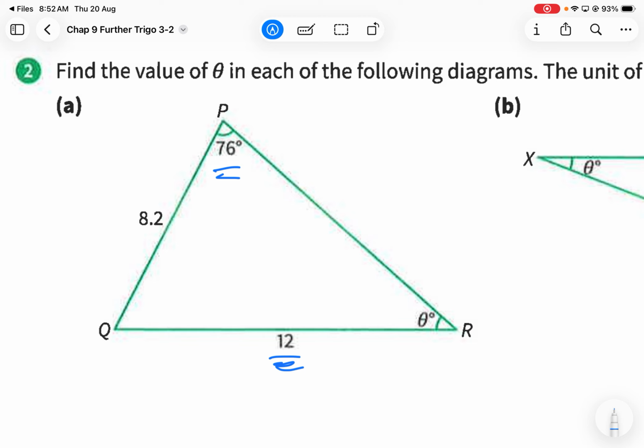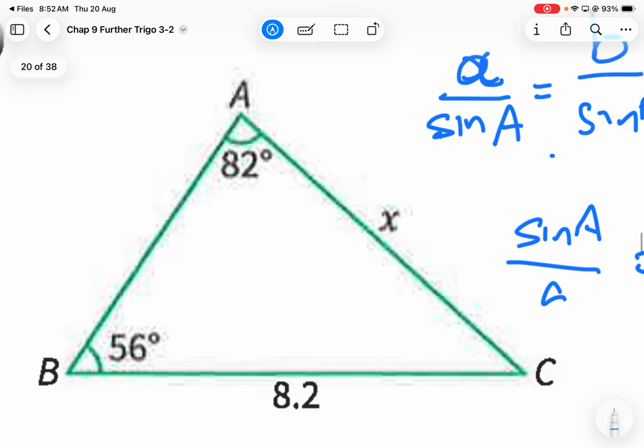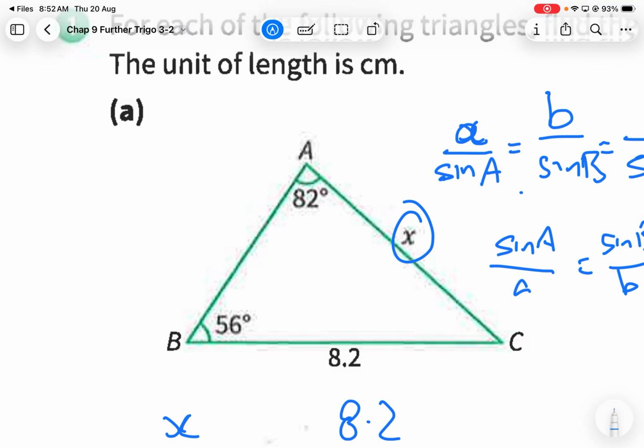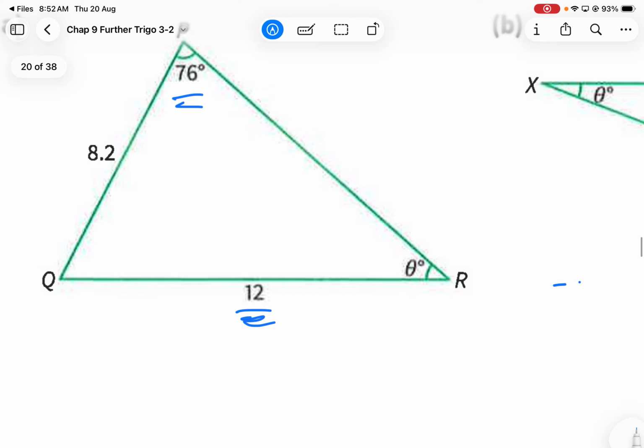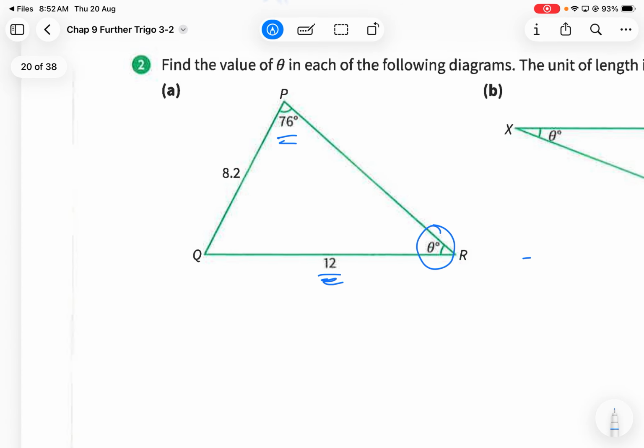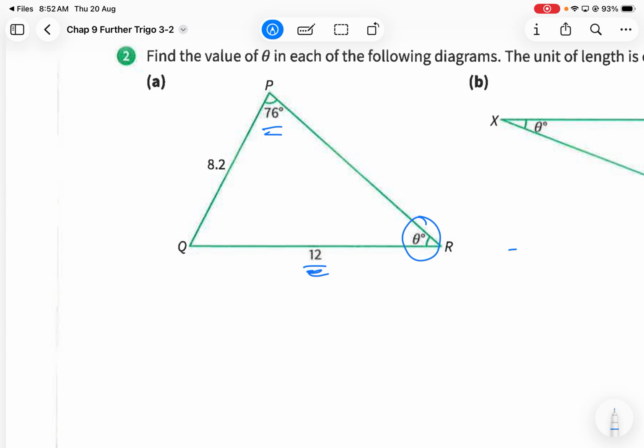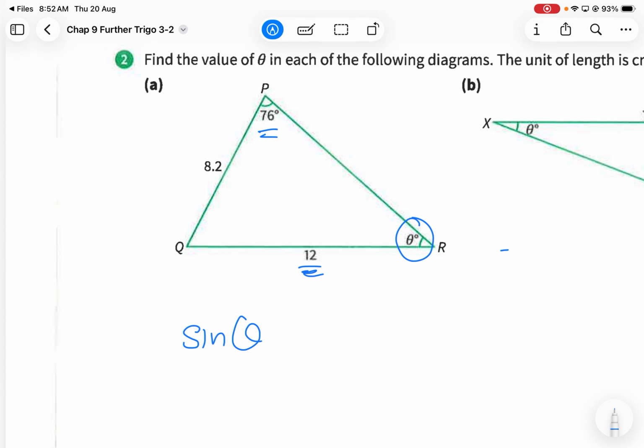Okay? And then this time, the thing that I want to find is not the side anymore. Just now when I wanted to find the unknown side, X is the unknown side. Now what I want to find is an unknown angle. So I want to put my unknown on top. I will write down sine of my unknown angle divided by 8.2 is equals to, then I use the known pair, sine of 76 over 12.